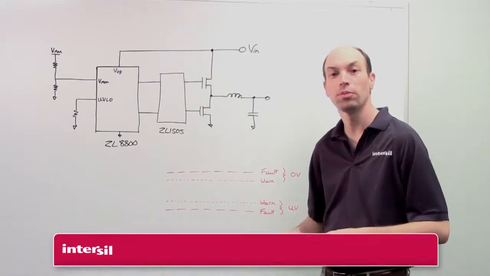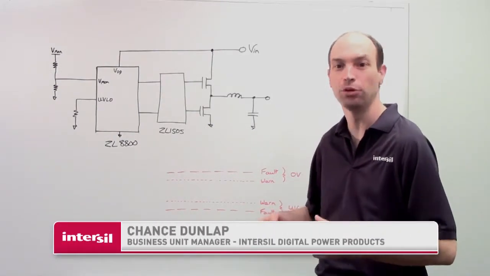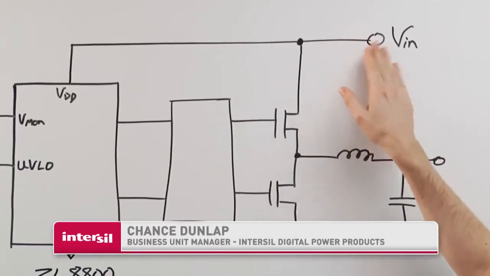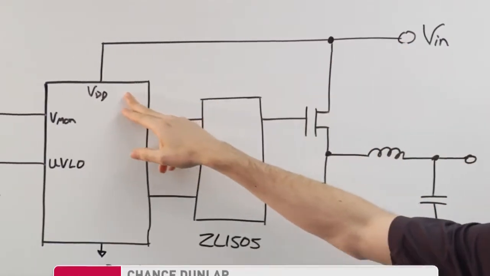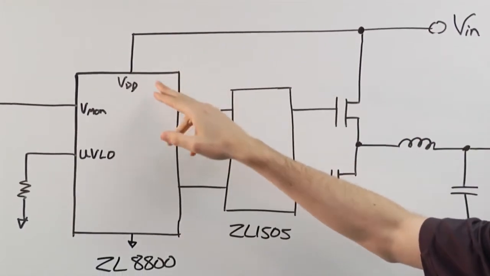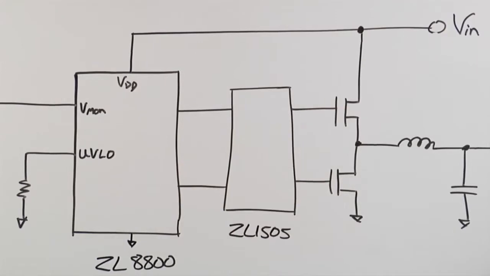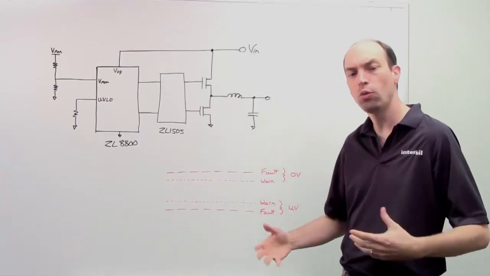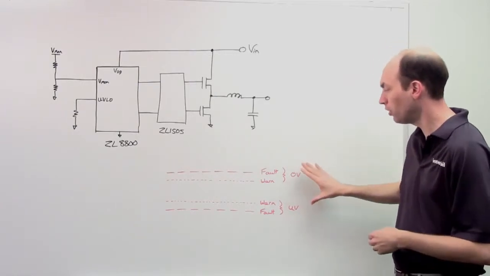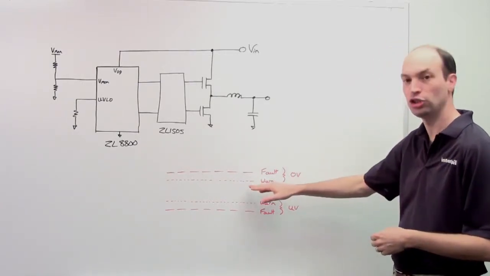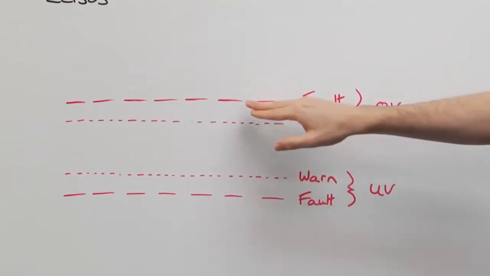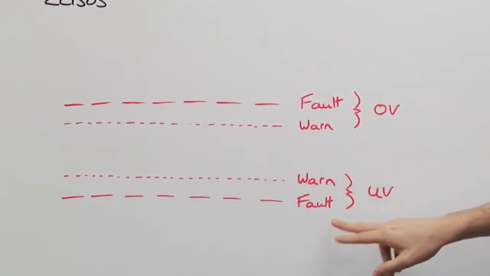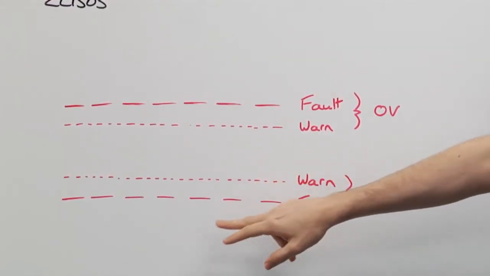Now we're going to talk about some of the protection levels that are available for the input rails. For the device on the input voltage, going into the VDD pin, it will constantly monitor the input voltage, and then you can set up warning levels and fault levels around the device. With PMBus, you get to set up, for over voltage, a warning limit and a fault limit. For under voltage, you'll see a warning limit and a fault limit.